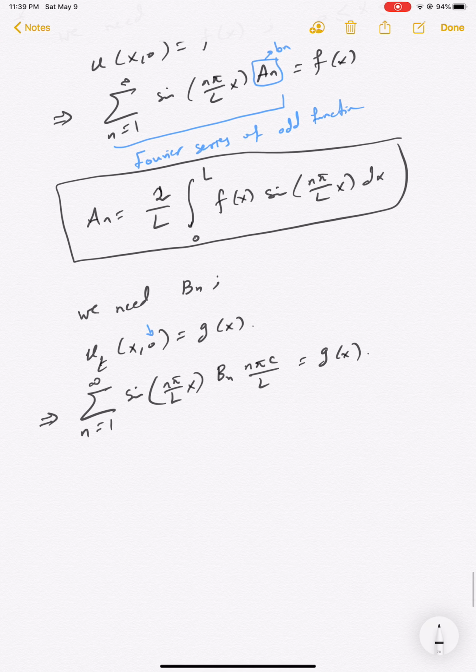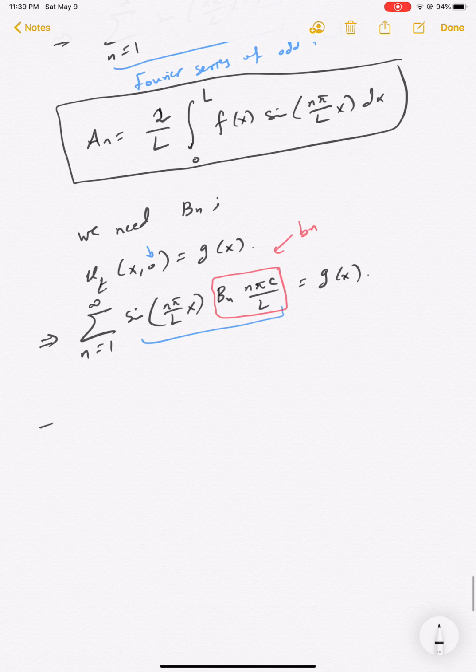So now, again, when you look at this, this is exactly the Fourier series of a certain function. And this is because this is the coefficient of sine. This is now the Bn. But what is the Bn formula? So Bn times n pi c over L, this is the Bn. What is the formula? It's 1 over L, integral from negative L to L, g of x sine n pi over L x dx.